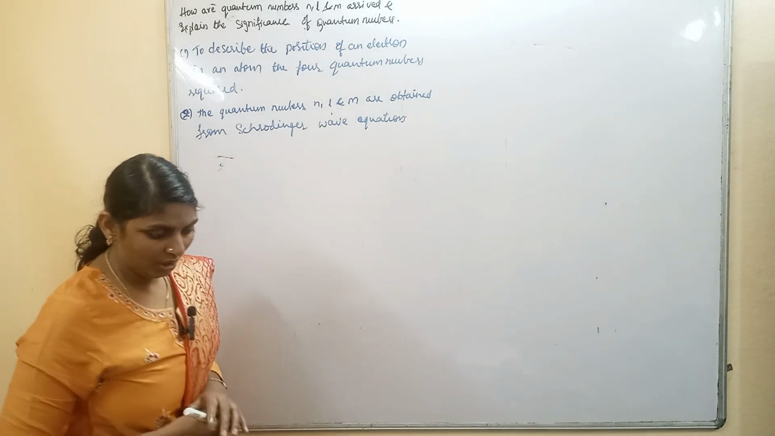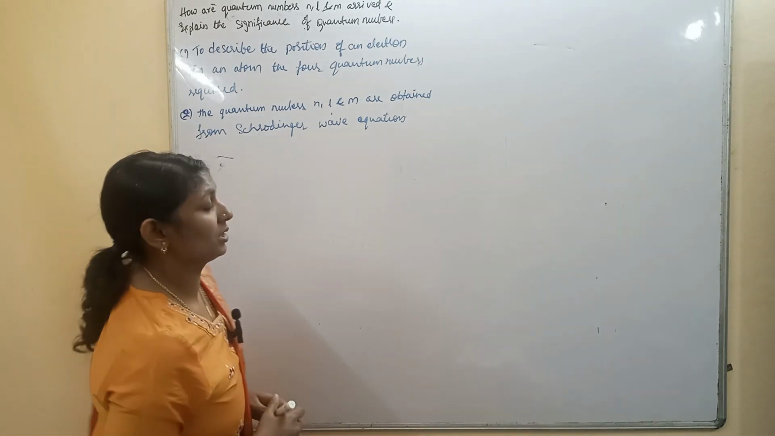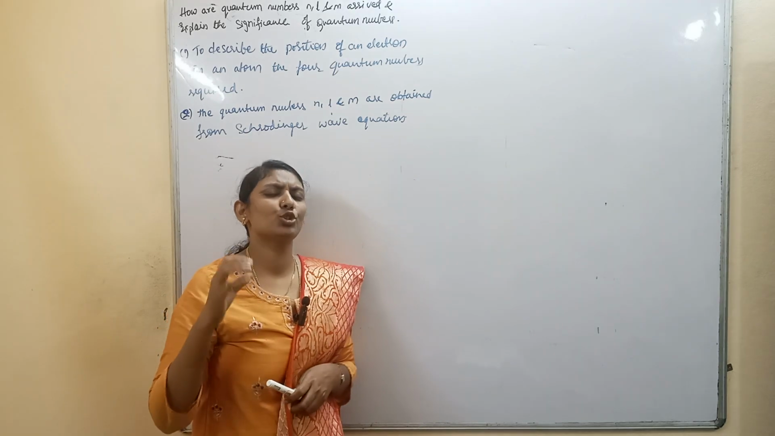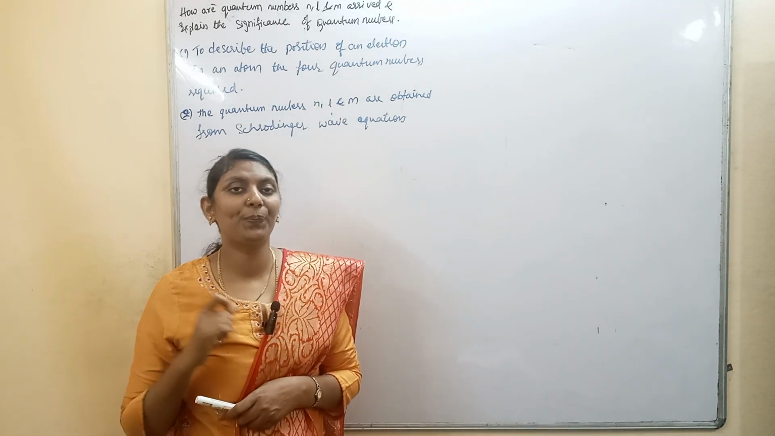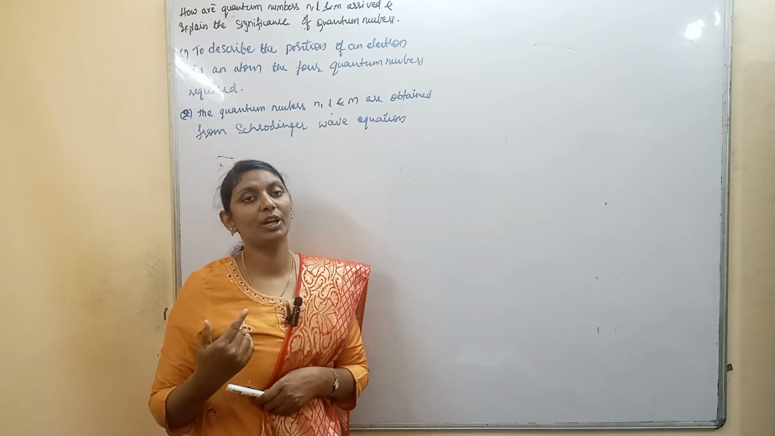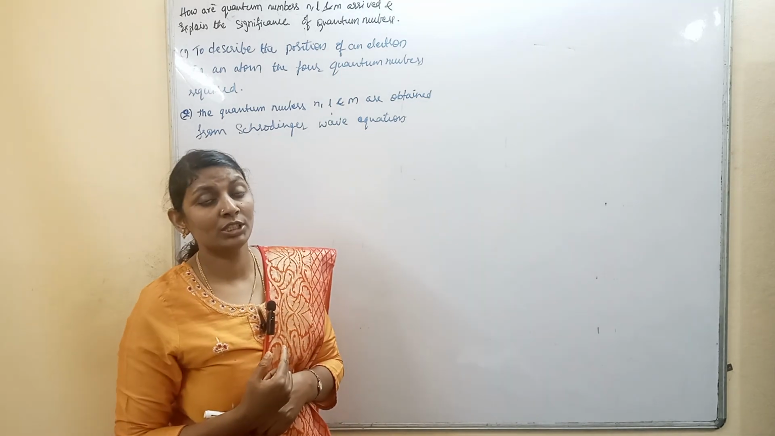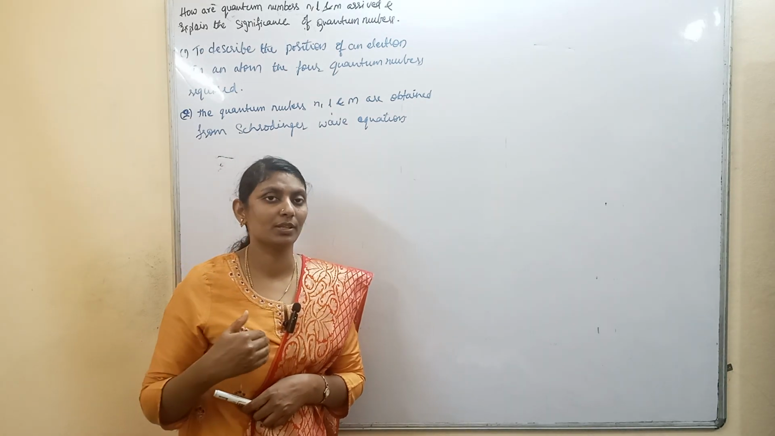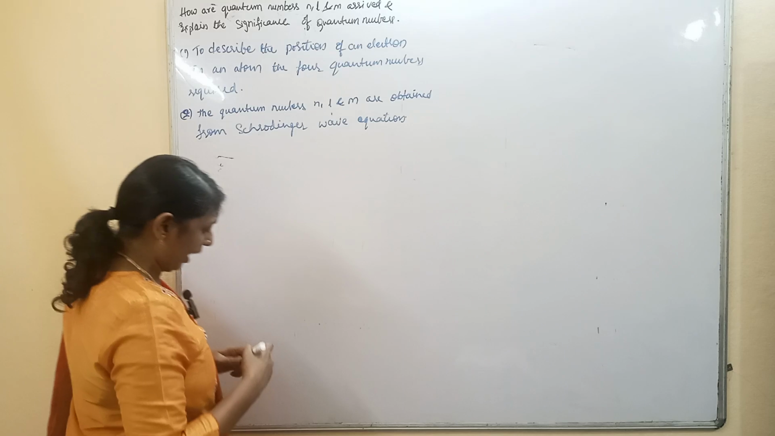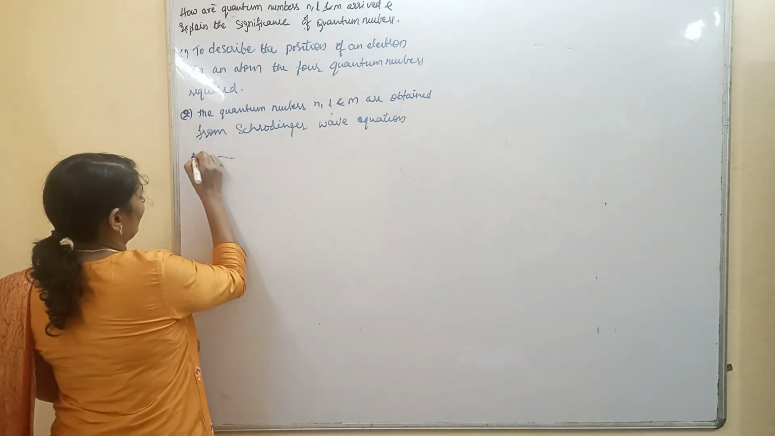First of all, what are the four quantum numbers? We can write this as a shortcut form, PAMS. P represents the principal quantum number, A represents the azimuthal quantum number, M represents the magnetic quantum number, S represents the spin quantum number. So first of all, you have to write one by one what the quantum numbers are.